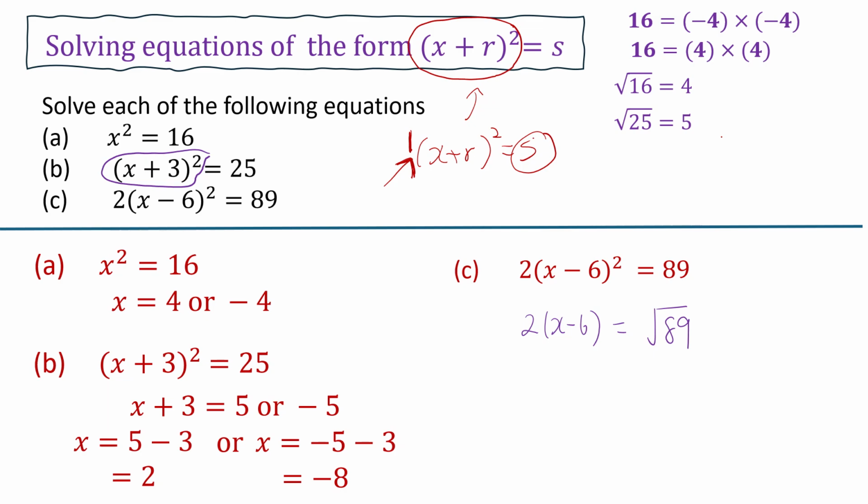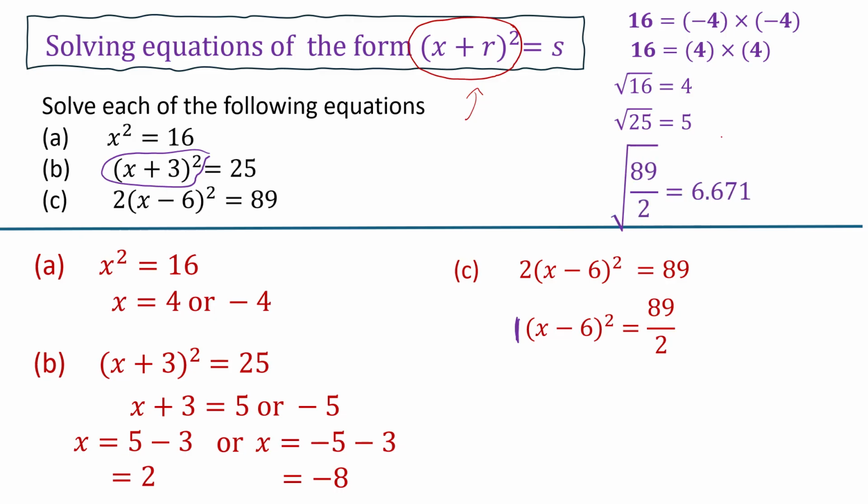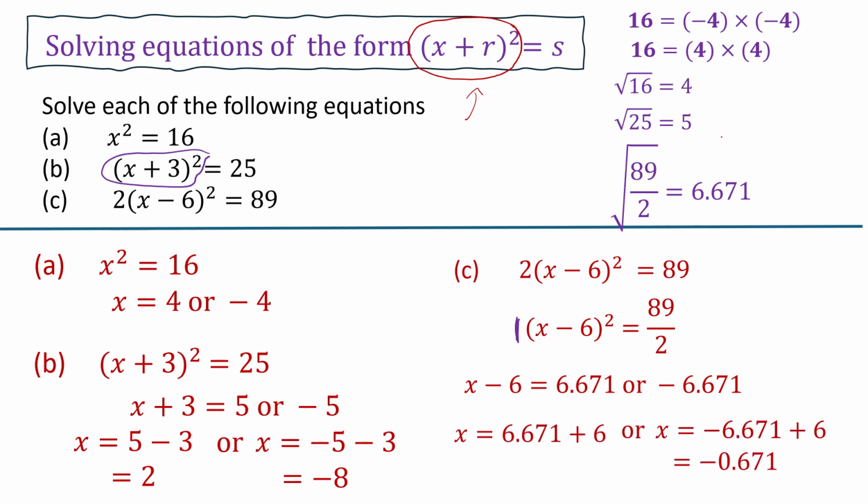Therefore, to do that, we will have to divide both sides by 2, so that we make the coefficient of the completed square form 1. And then the square root of 89 over 2 is 6.671. So it can be a positive value or a negative value. And when we add 6 to both sides, we then express our answer to 3 significant figures.